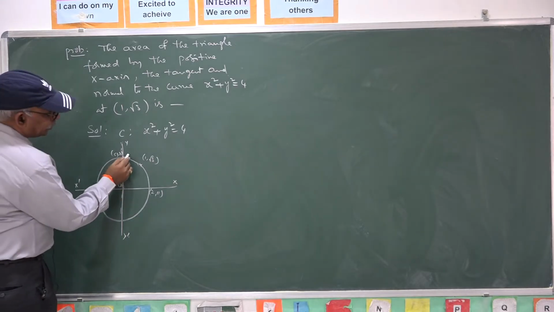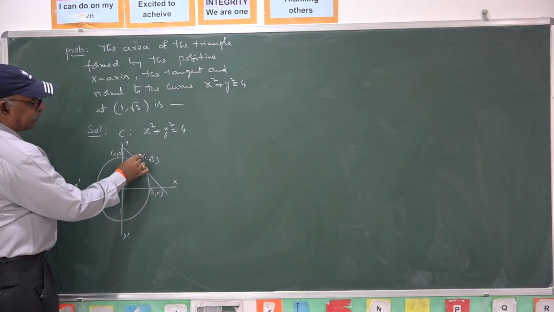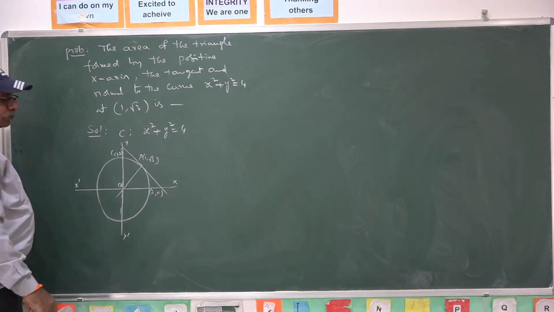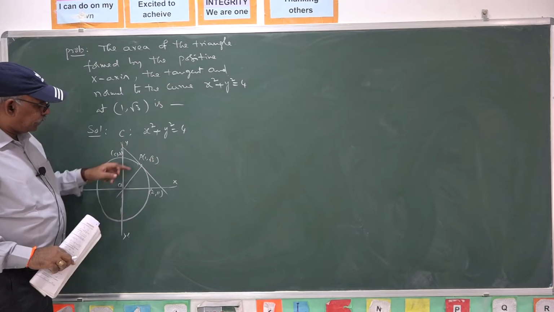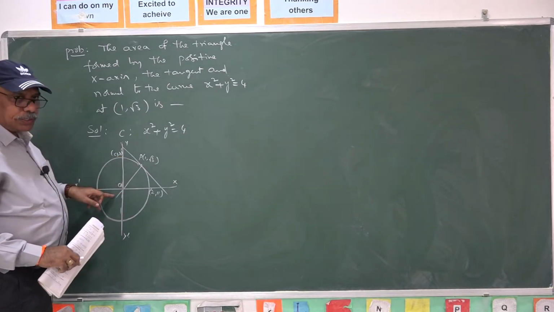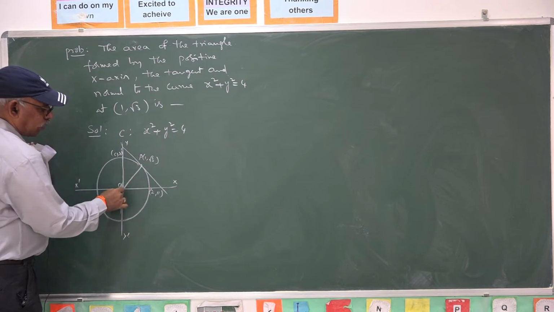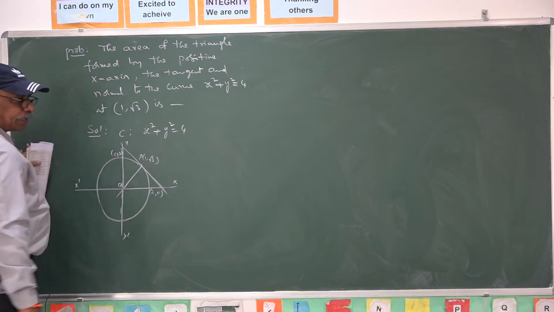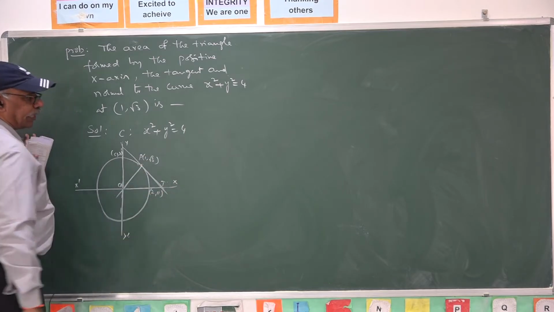Now the tangent is drawn to the circle at this point, and the normal is also drawn. In a circle, the normal always passes through the center. Hence, this is our normal, this is our tangent, and this is our positive x-axis. So, this is the area that we needed here.